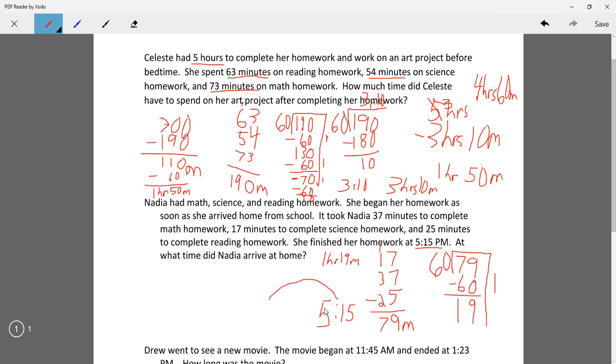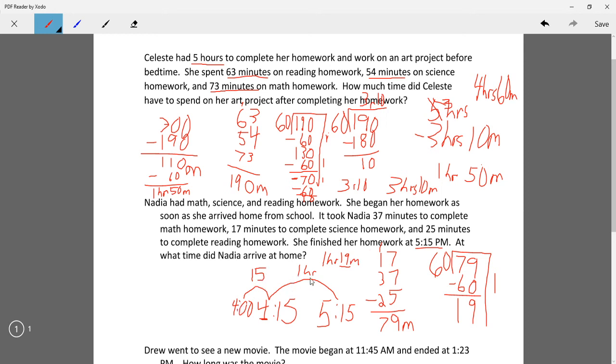have gotten home. So 5:15 minus 1 hour is 4:15. And then we're subtracting 19 minutes now. So what I like to do is stop at the hour. So I'm going to hop back 15 minutes because I know 4:15 minus 15 is 4 o'clock. And then, so I've hopped back 1 hour and 15 minutes.